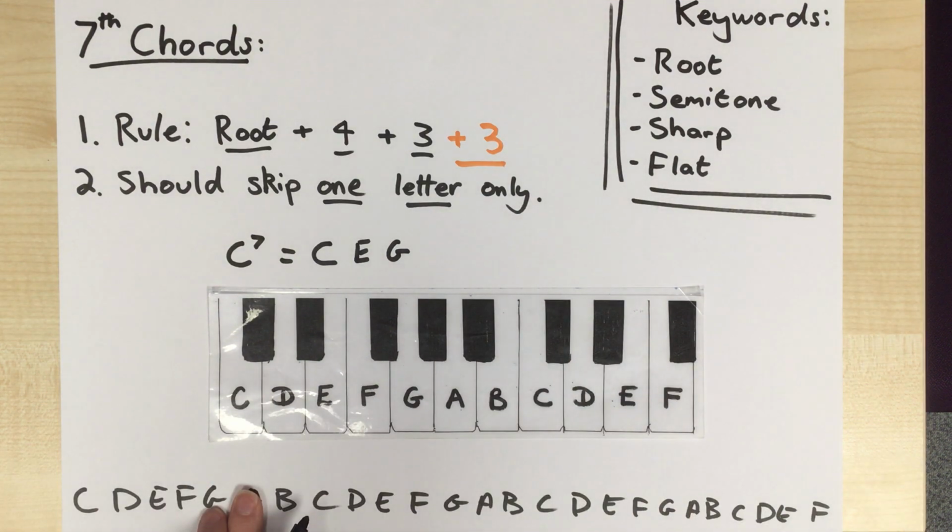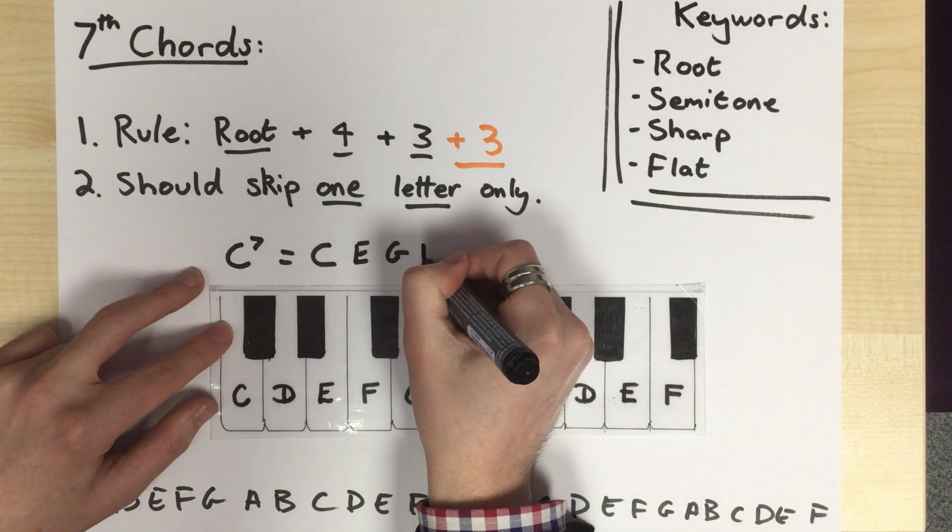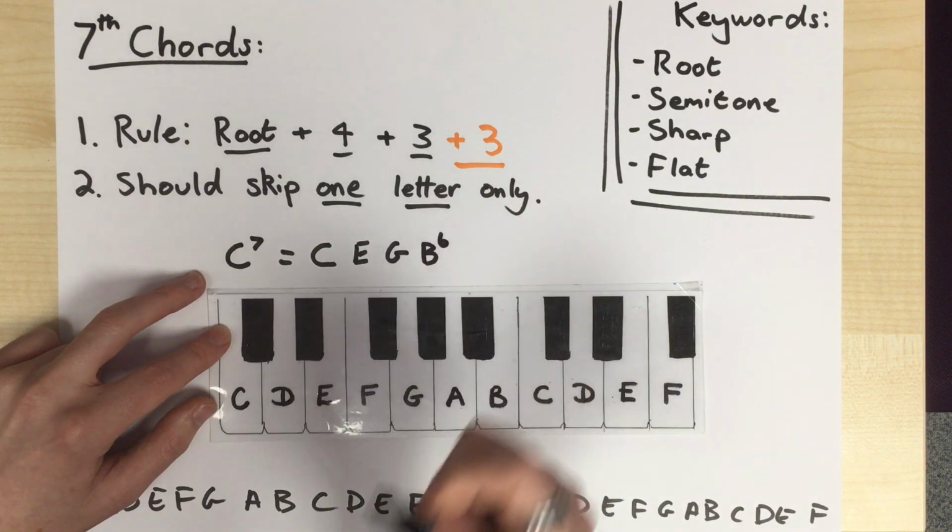Again, if I had it like so, then I've got the two next to each other, so it can only skip one letter at a time. So that's got to be a B flat.